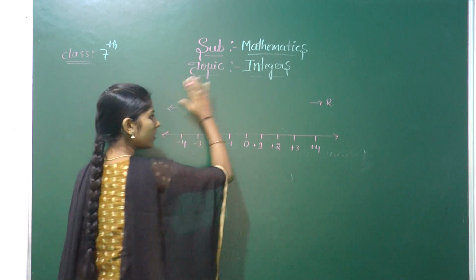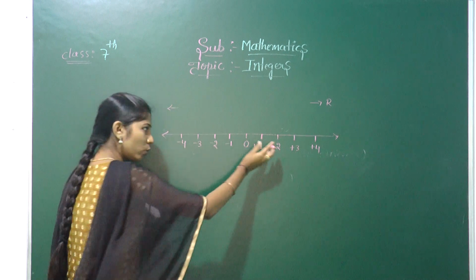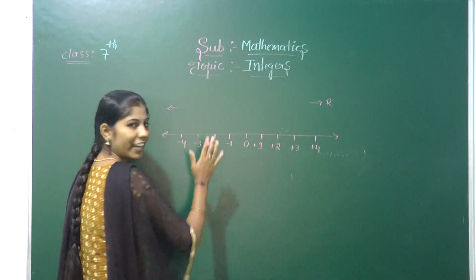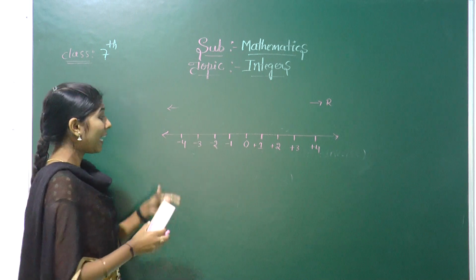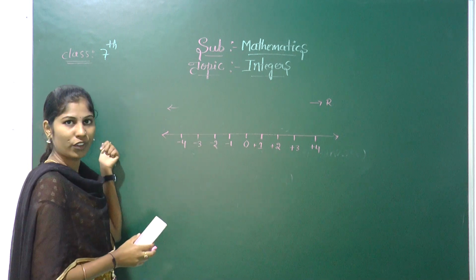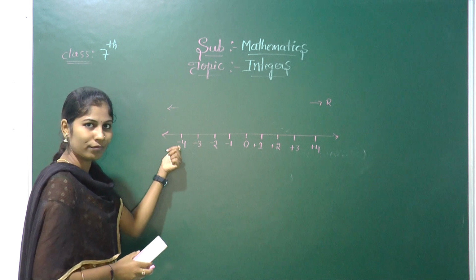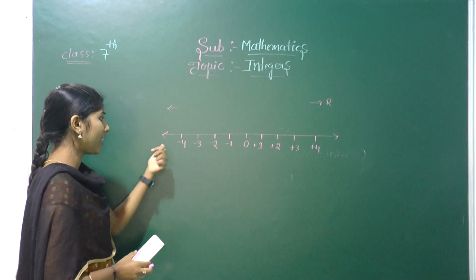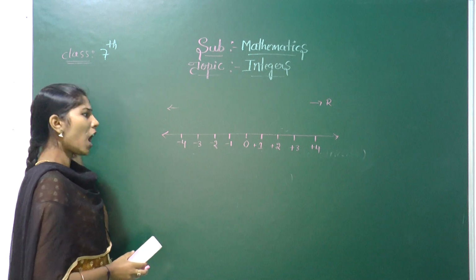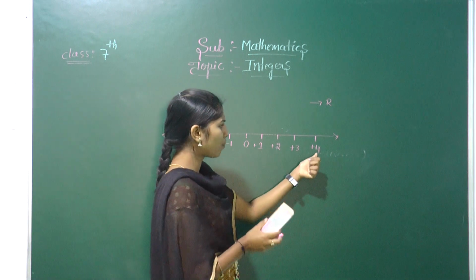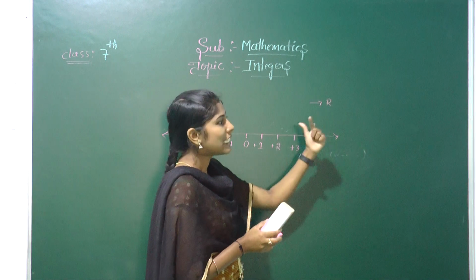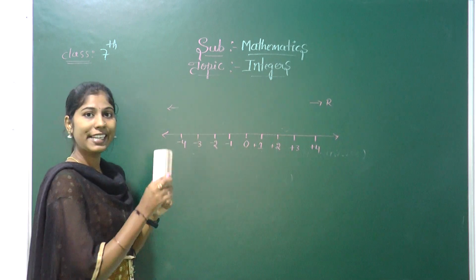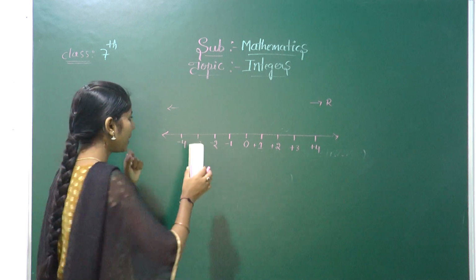So the whole group of positive numbers, negative numbers, and also 0, these are all called integers. It can go to infinity, not only up to 4. The numbers go minus 4, minus 5, minus 6, up to infinity, and also plus 4, plus 5, plus 6, up to infinity. This is called an integers number line.